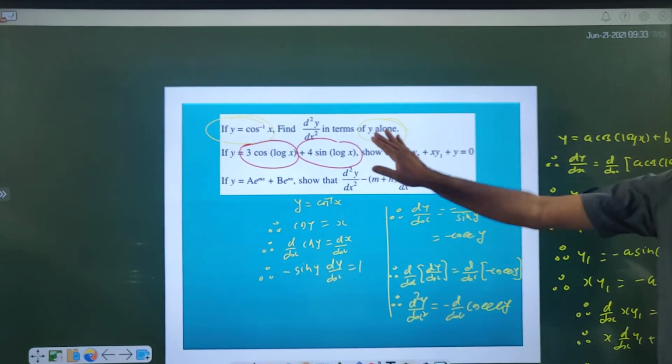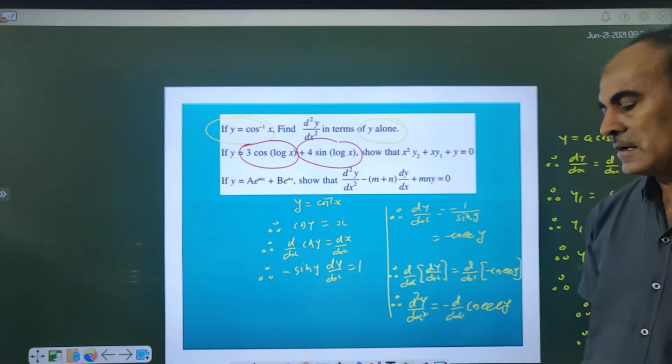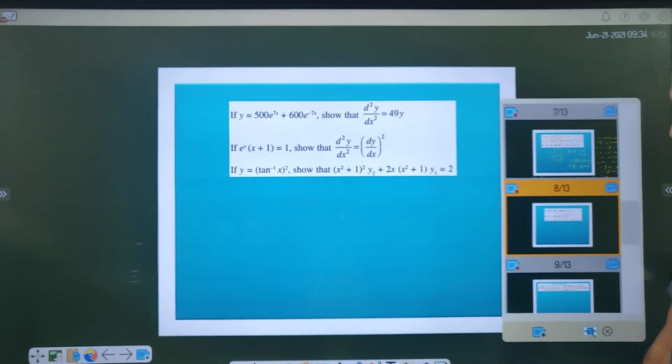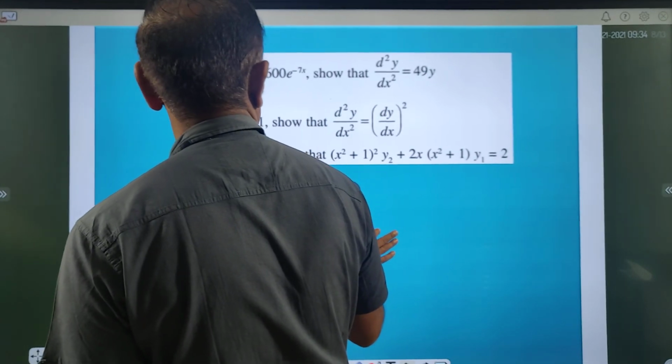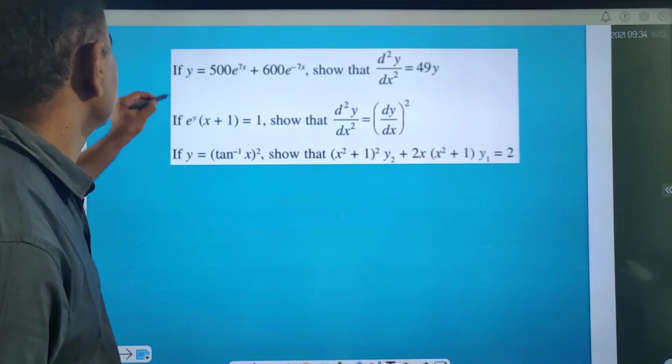Okay. Now see, these are the questions of 4 marks. Okay? Yes. Next one. See here. It is a very simple form. So I'm not going to solve this one.